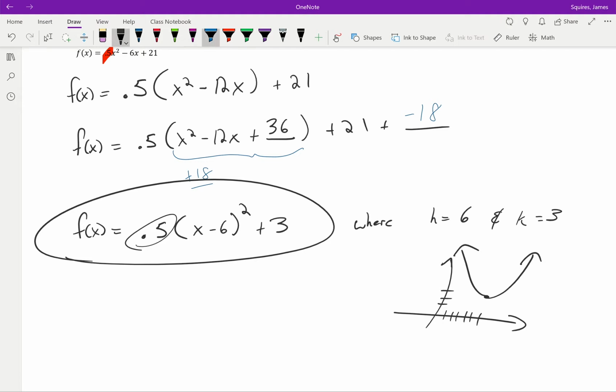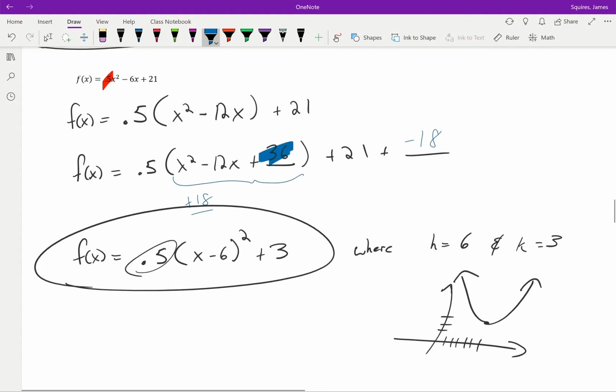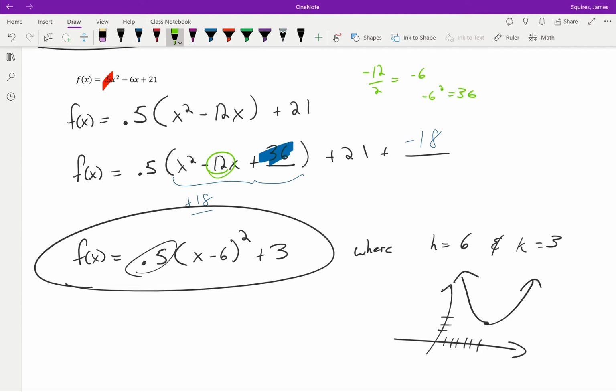Alright, if you are having a hard time figuring out what value to put right here to make sure that I have a perfect square, well, we can always look at this term here and divide it by 2 and then square it. So we have minus 12 divided by 2 equals negative 6, and then negative 6 squared equals 36. So that's how we can get 36 in there.